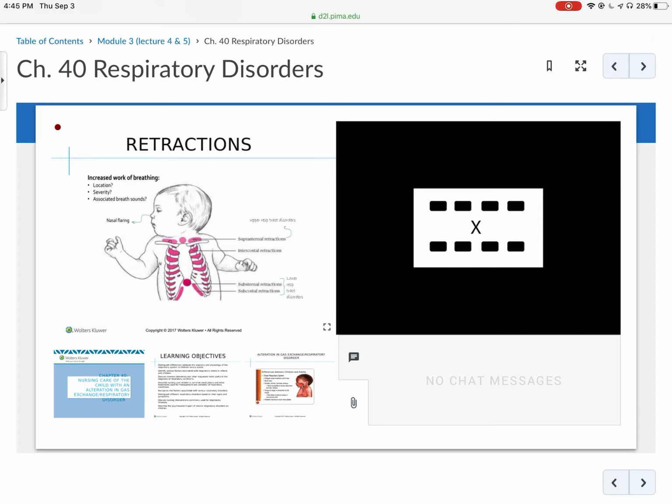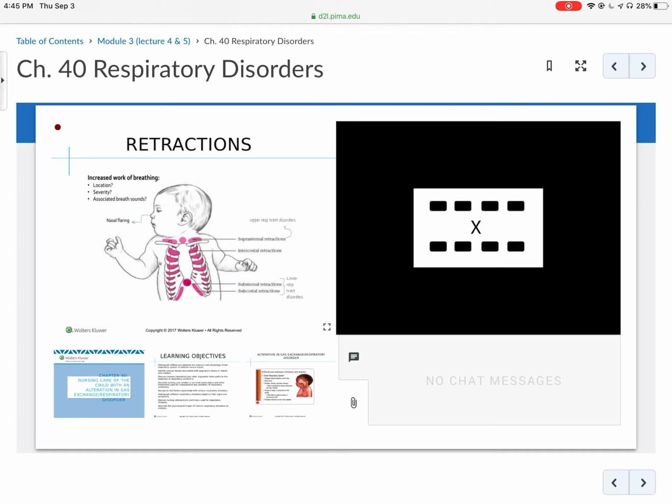Your suprasternal are above the sternum. We can have intercostal, so between the ribs. Your substernal is below the sternum, and your subcostal are below on the lower part of the ribs. Depending on where they are can depend on the severity of the situation. They can also have the nasal flaring, head bobbing.